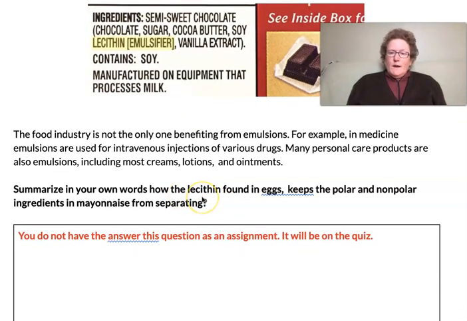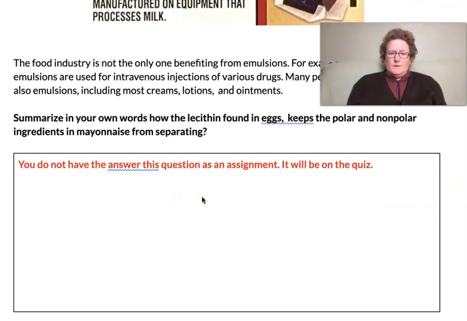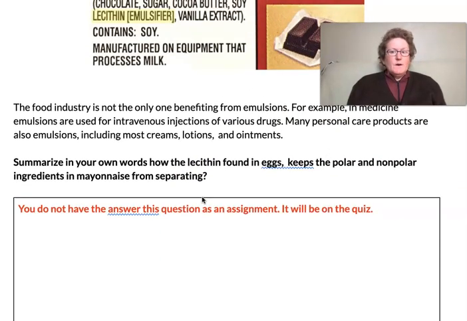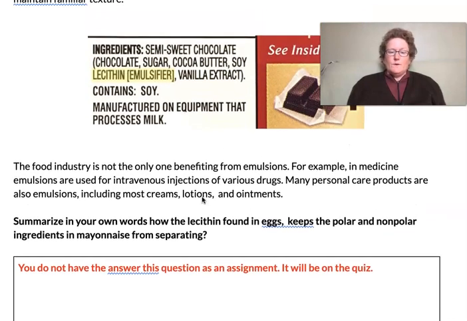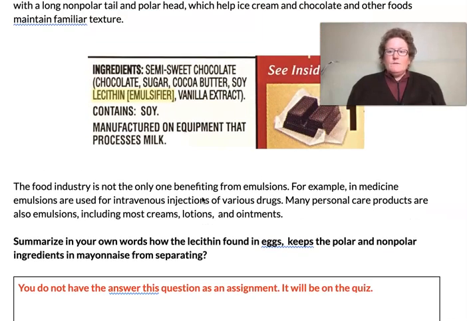So we don't have to do this question, but there is a quiz, and I've gone over much of what you need to know for the quiz. So now you're all ready for quiz 8.1.